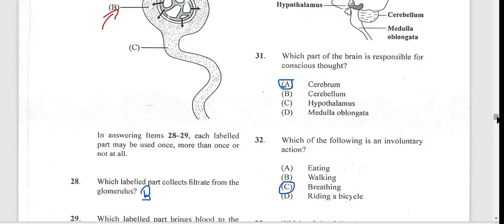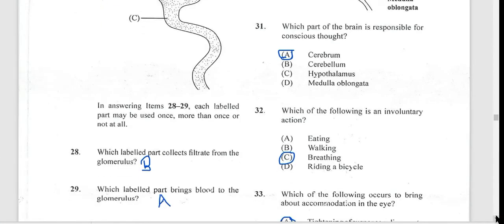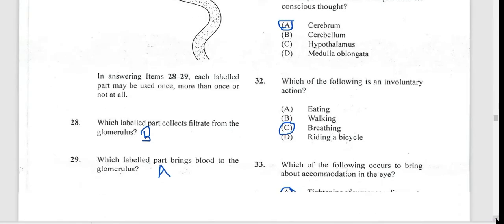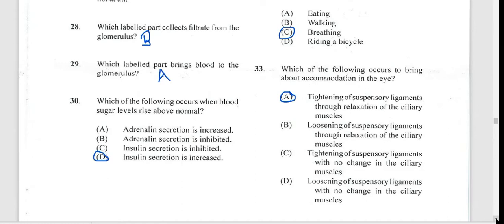Question 32. Which of the following is an involuntary action? That's going to be breathing, pretty much like it is for the heart beating. Of course, it's under no conscious thought from you. It happens without you even knowing. Moving on to question 33.